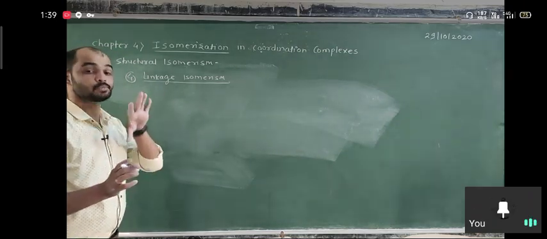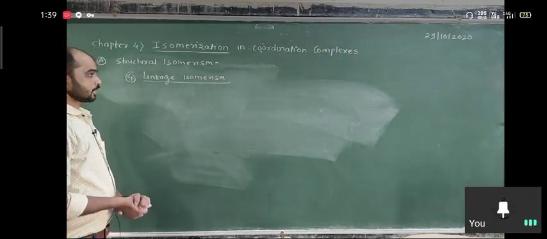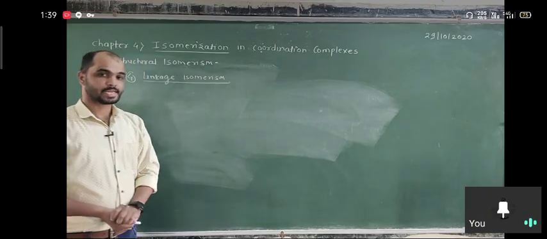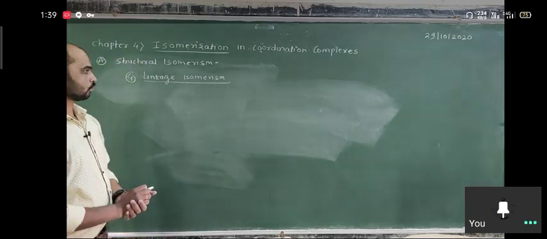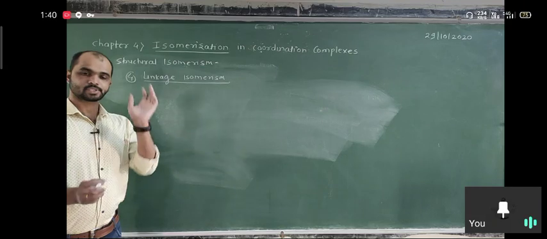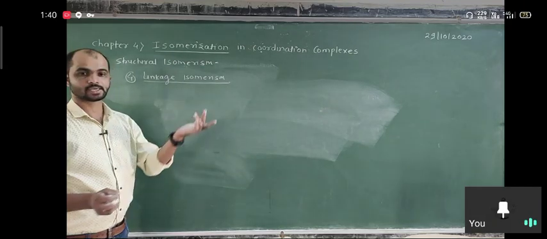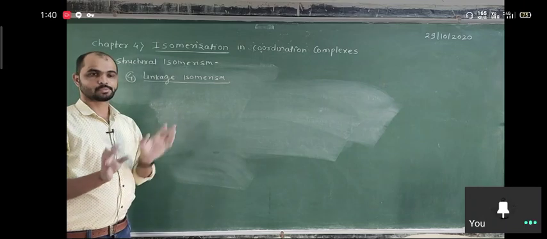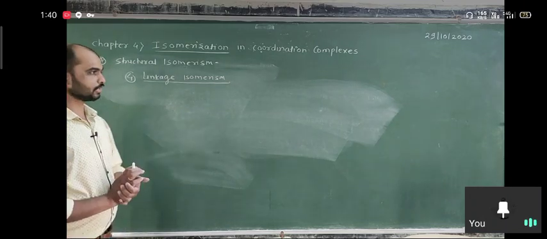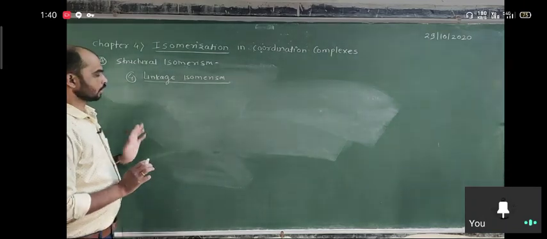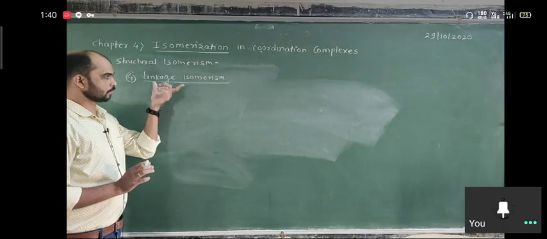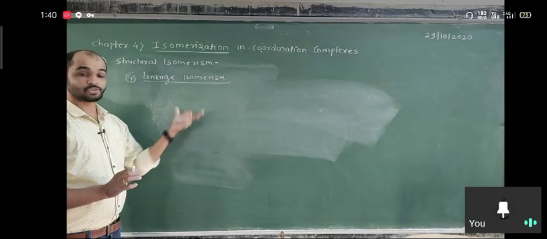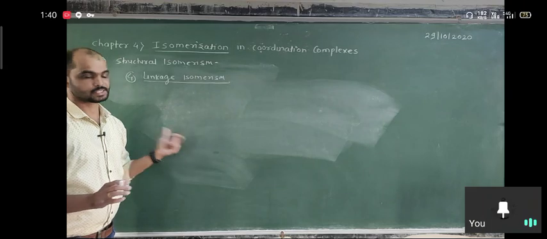But the monodentate ligand itself has the tendency to donate the electron to the central atom through two different atoms. In the first case, one atom; in the second case, another atom. Both atoms are not used at one time. They use the atoms in different conditions, in different complexes. So here the linkage formed with the ligand is different in two coordination complexes.